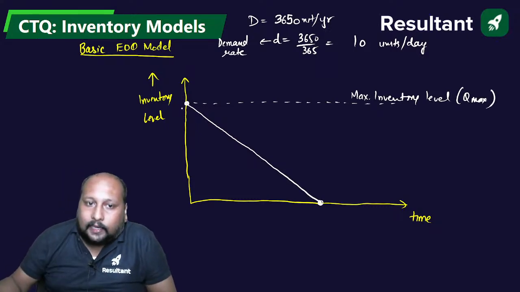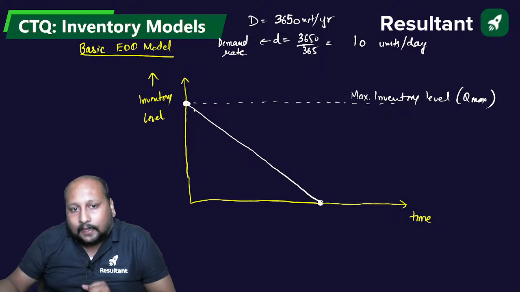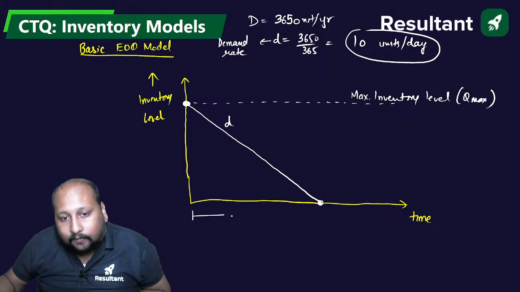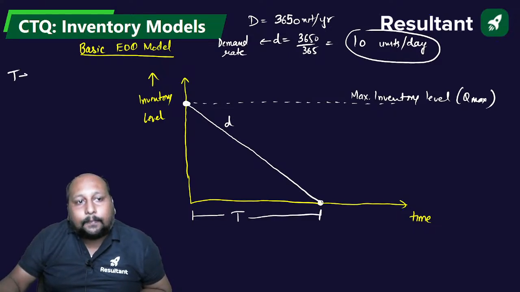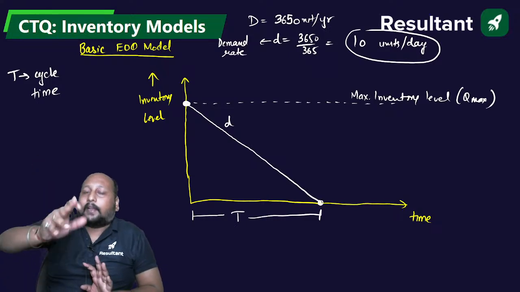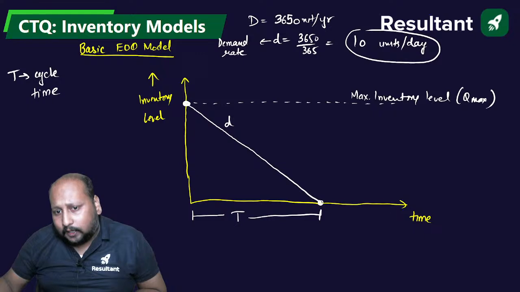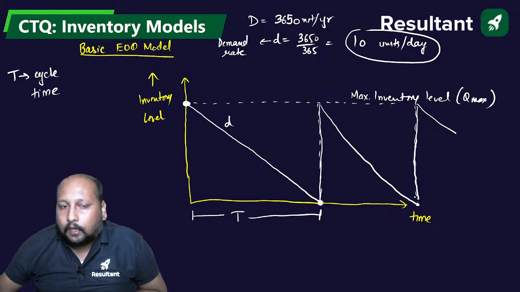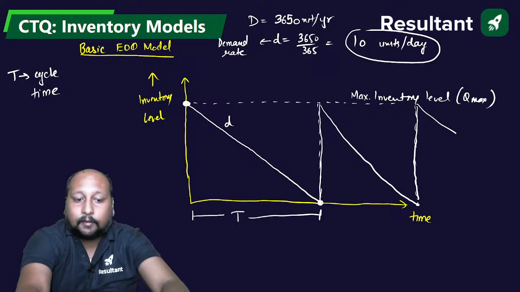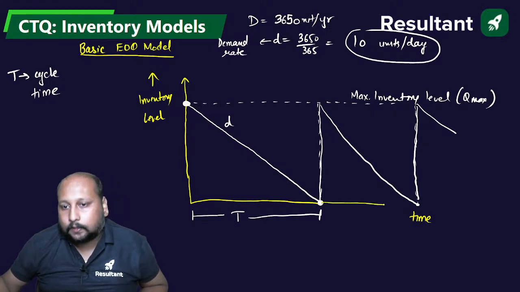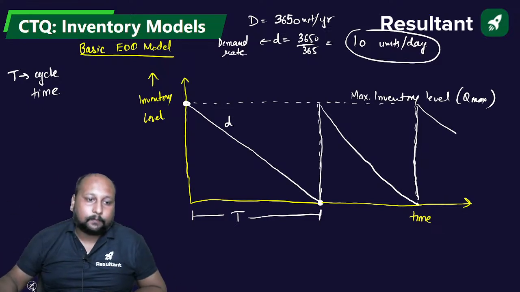Now, initially we had some inventory, and with time, with the consumption rate of 10 units per day, it becomes zero after one particular time. This particular duration of time we call the cycle time. Capital T represents the cycle time, and that will be the same for every cycle. As soon as this inventory becomes zero, the next lot will come and the inventory is again full, and with time it will again go down like this, then move up again. This way our basic EOQ model becomes understandable. Like this, because that x-axis was very small. Understood?